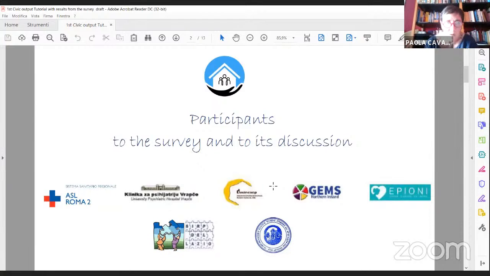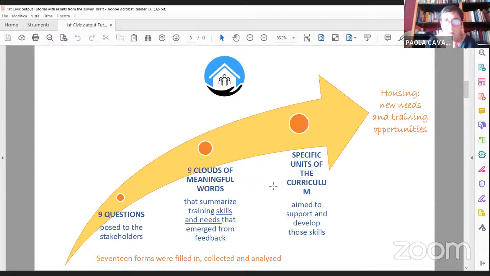Participants were people from the partners' organizations. We started from 9 questions posed to the stakeholders. I've organized the answers in 9 clouds of meaningful words that summarize training skills and needs that emerged from your feedback. And then we found some specific units of the curriculum aimed to support and develop those skills.